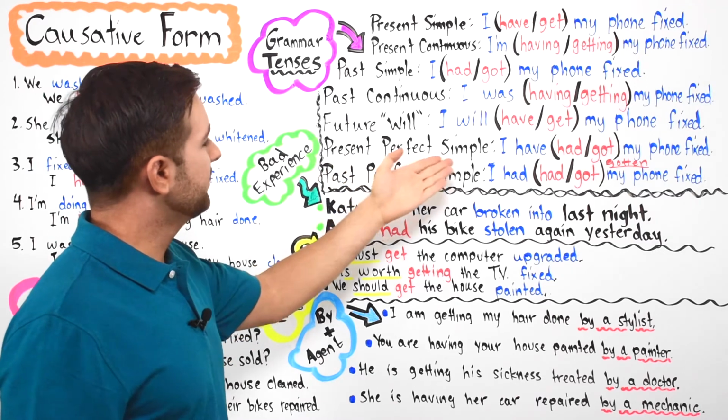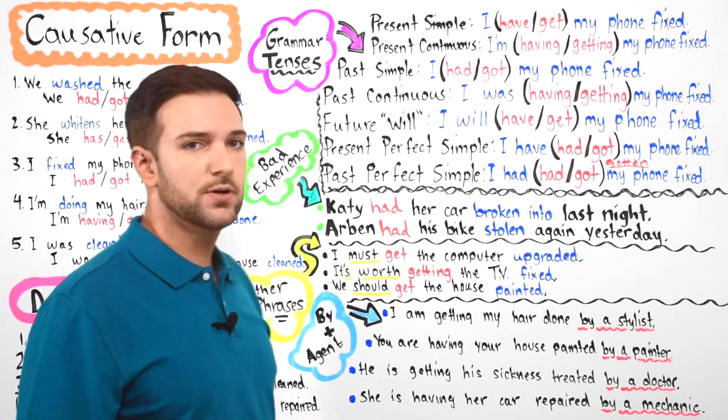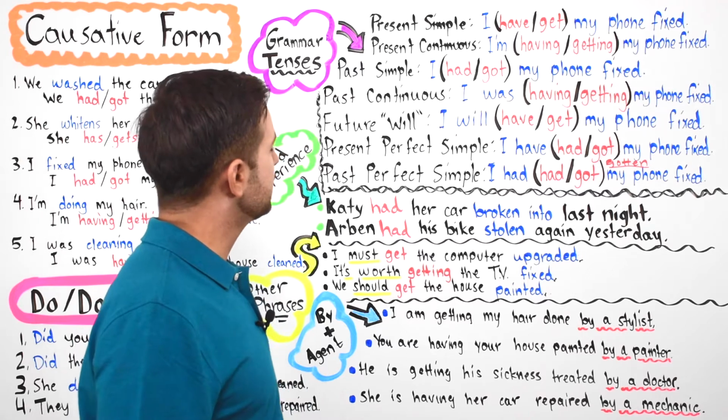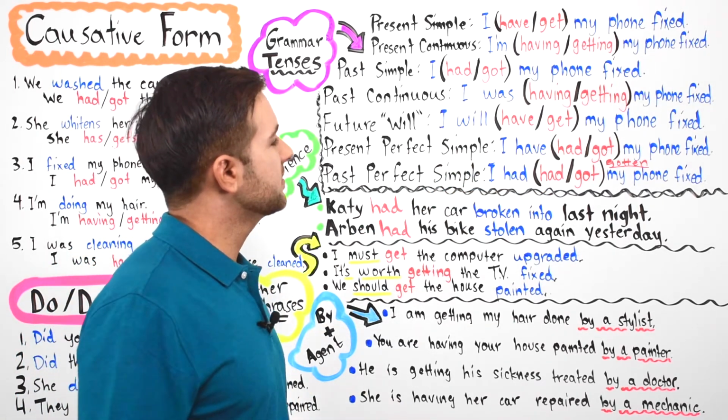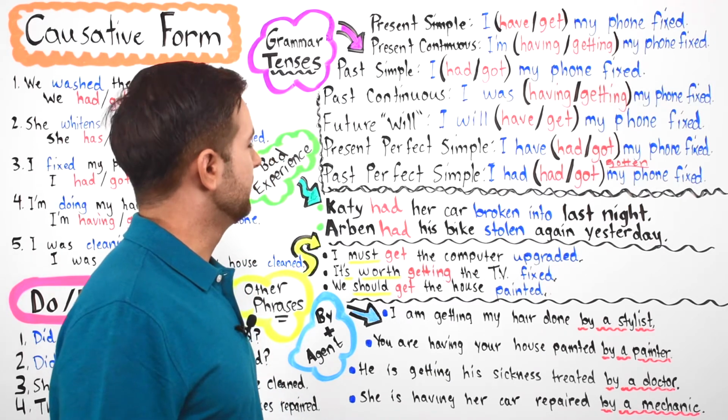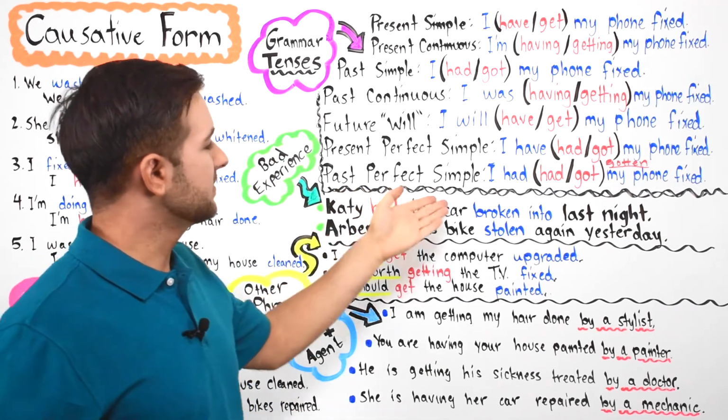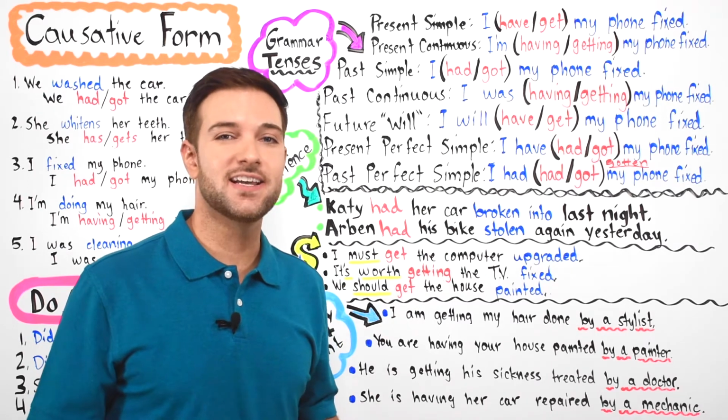Then we have the present perfect simple tense. Okay, the present perfect simple tense we learned in lessons 30 and 31. I have had my phone fixed, and I have got my phone fixed. And then we have the past perfect simple tense. Okay, so there's a lot of tenses right here.